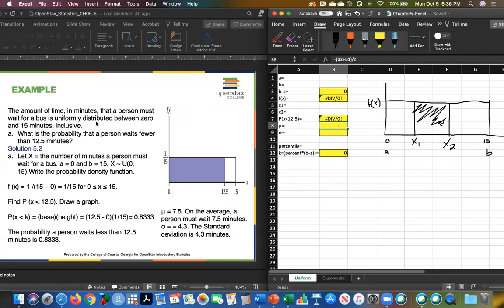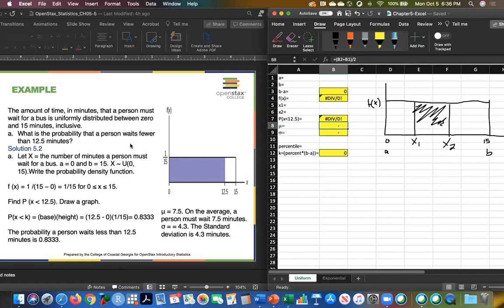In many cases, I don't know how obvious it is to use this uniform distribution, but in this case, you always know that this is the type of distribution that you need to use. So the amount of time is uniformly distributed between 0 and 15.